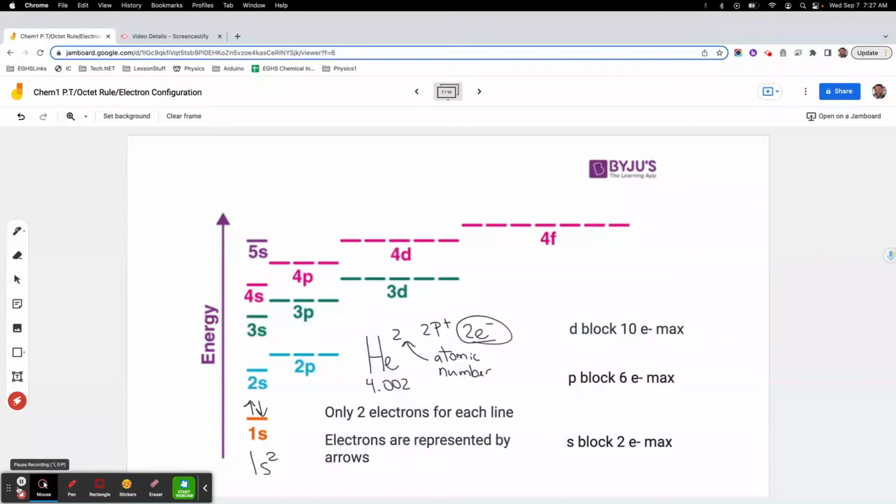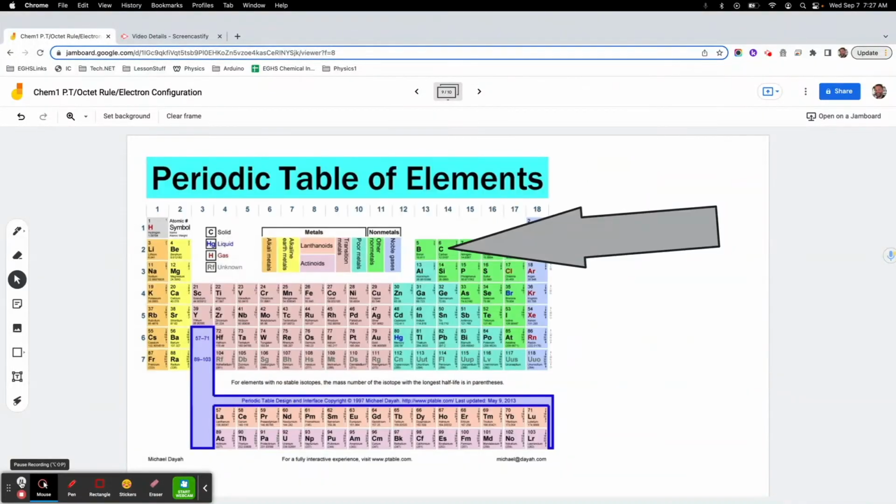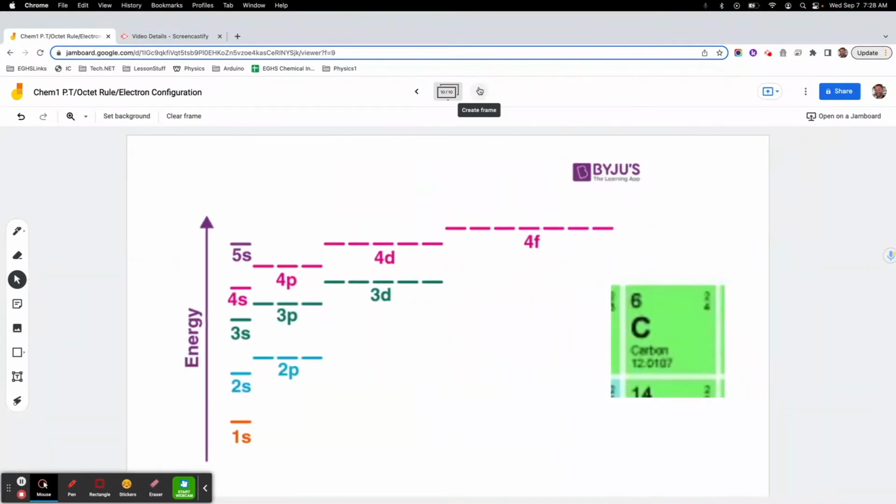So let's do another example. Let's do carbon, since we're carbon-based life forms here on Earth. So now we're doing carbon. Carbon has 6 protons, which means, in a balanced atom, like they all are on the periodic table, they're assumed to be balanced, it's going to have 6 electrons.